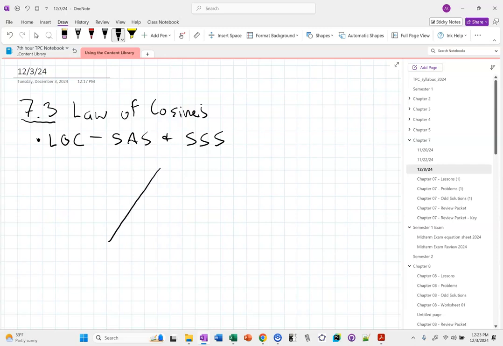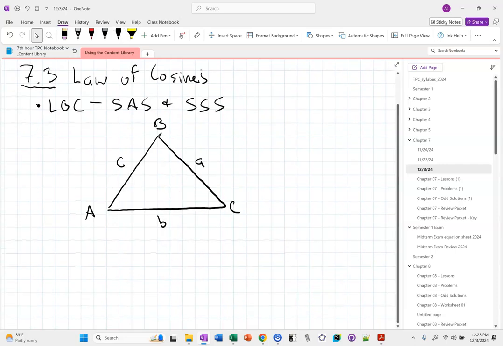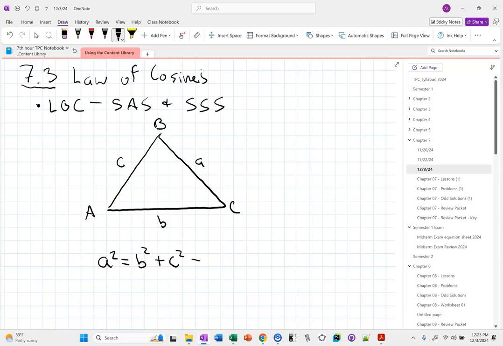So let's give you the equation here. We're not going to prove it. It's actually kind of a time-consuming proof, and I don't think it's going to add much to your understanding. So here's our triangle. We've named the angles A, B, C and named the opposite sides with the corresponding lowercase letter, as is our naming convention. So our law of cosines says that a squared is equal to b squared plus c squared minus 2bc times the cosine of angle A.